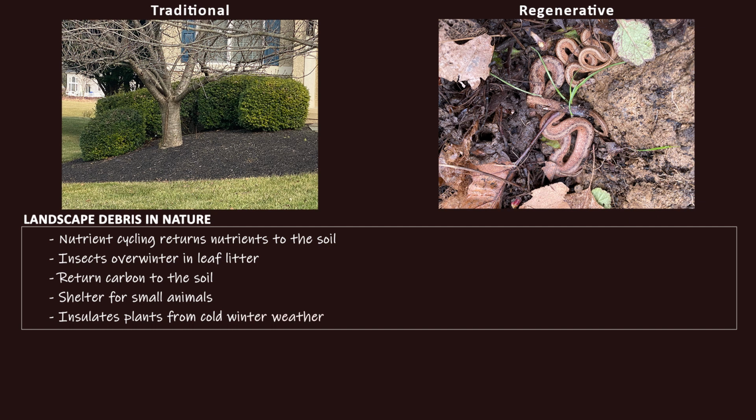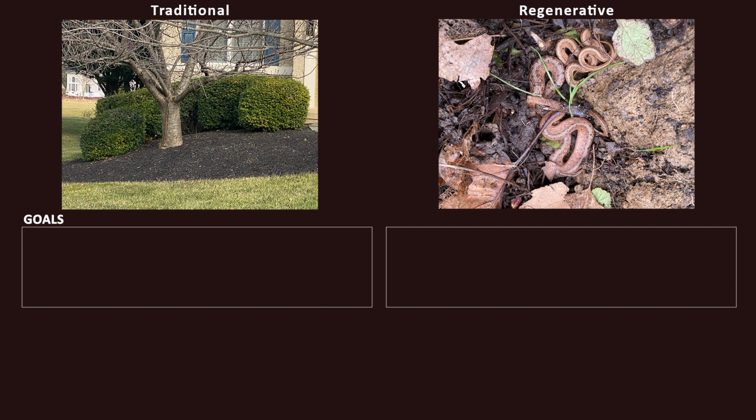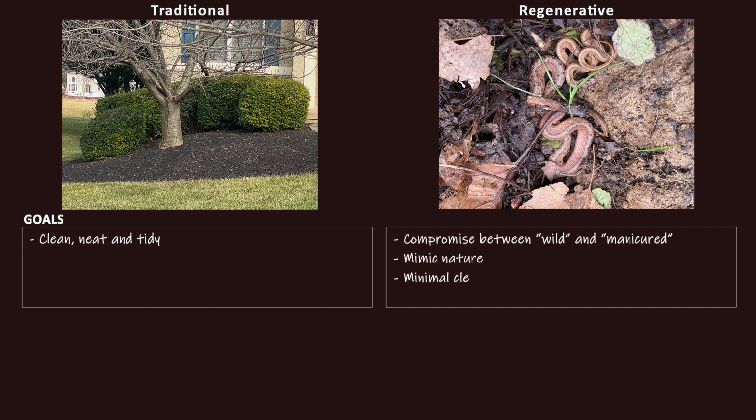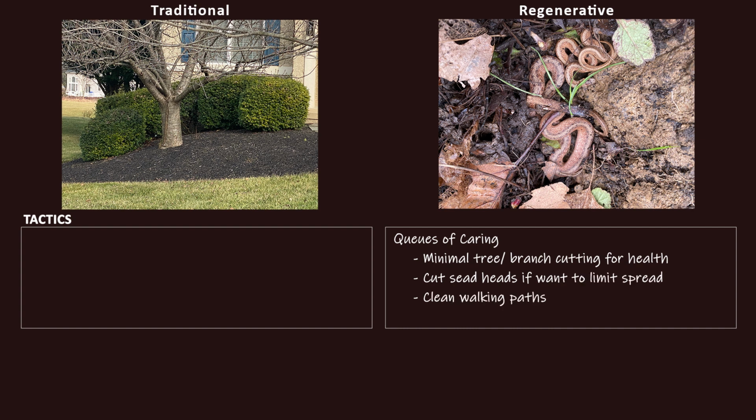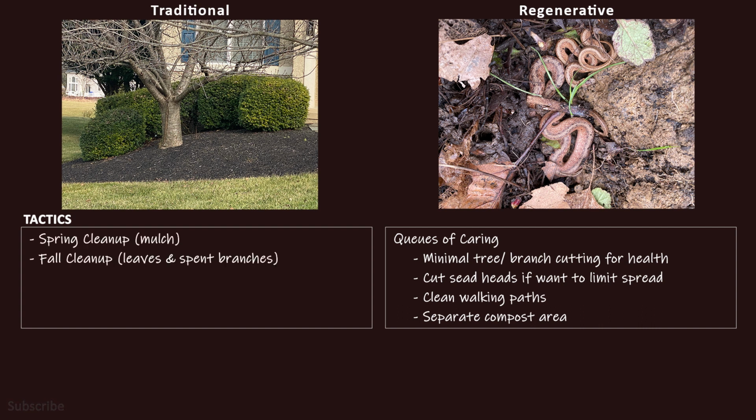Next, let's review homeowner goals. In traditional landscaping, the goal is for a clean, neat, and tidy yard, whereas regenerative focuses on a balance between a wild yard and a manicured yard. The goal is to mimic nature with minimal cleanup for safety. These are often referred to as cues of caring. I'll share some regenerative tactics like cutting tree branches for the health of the plant, cut seed heads to prevent certain plants from spreading, clean walking paths, and the use of a separate area to compost excess leaves or debris. On the other side is traditional landscaping, which uses a spring and fall cleanup to remove all debris.